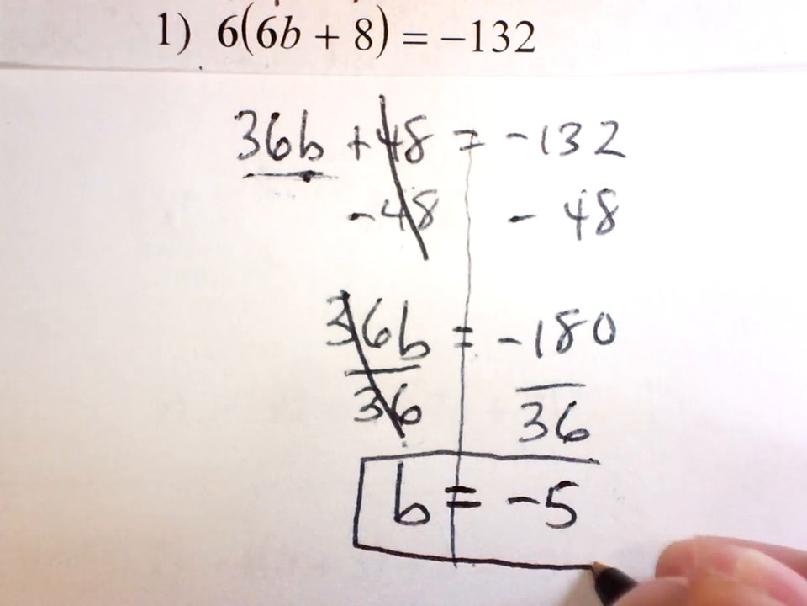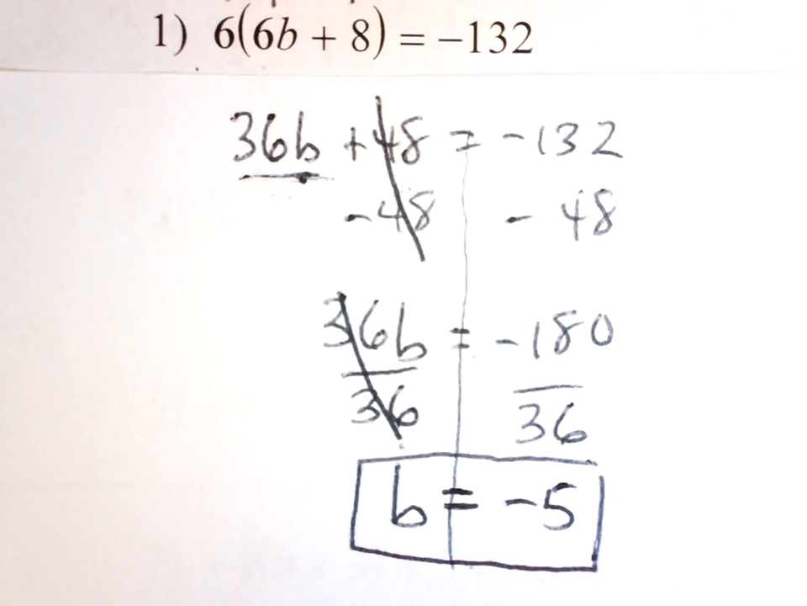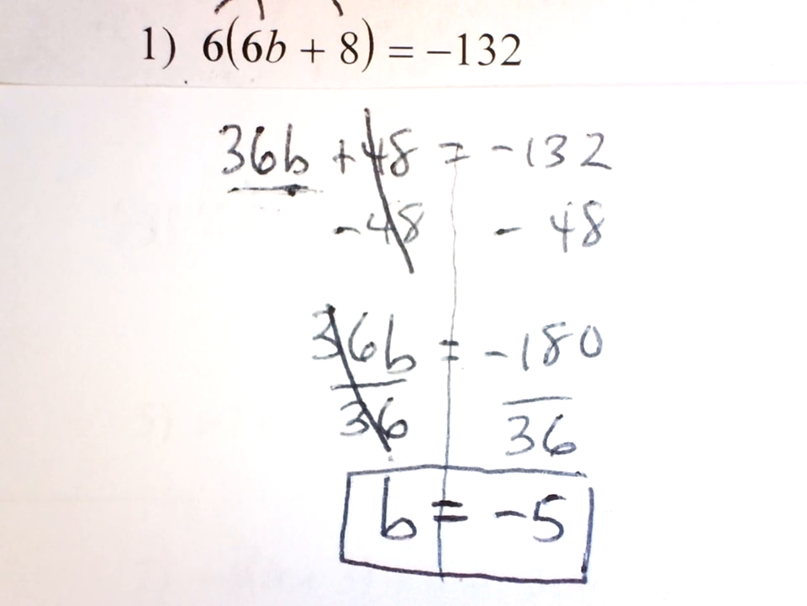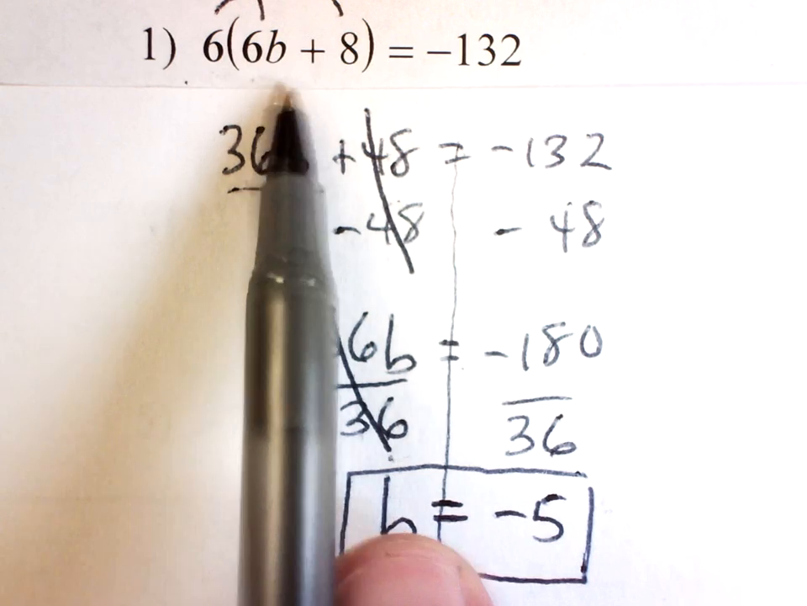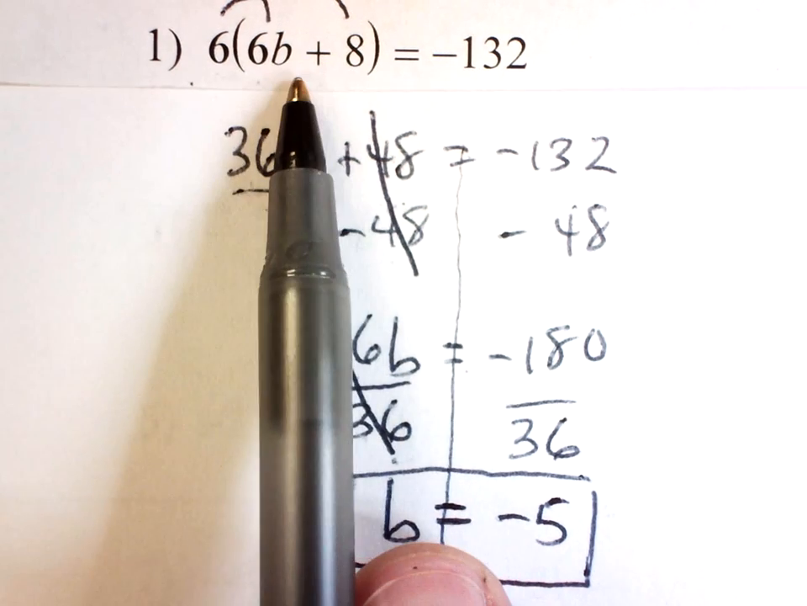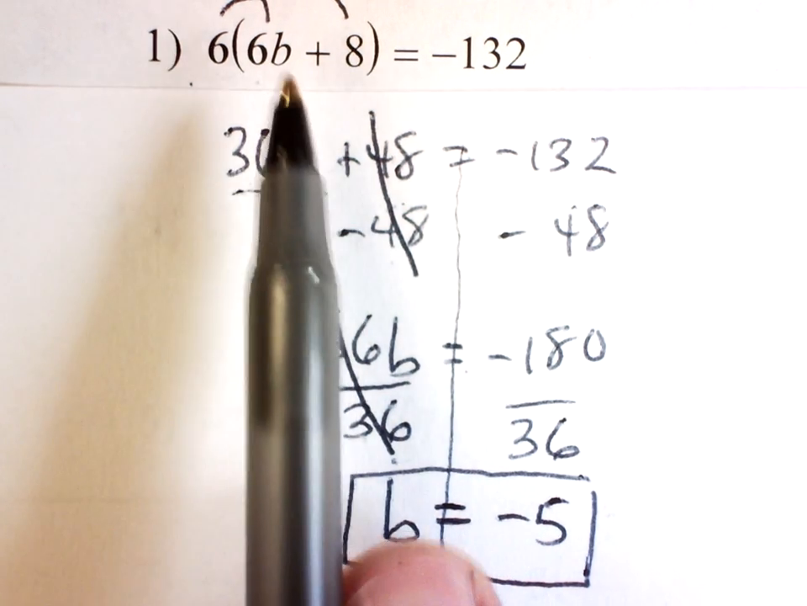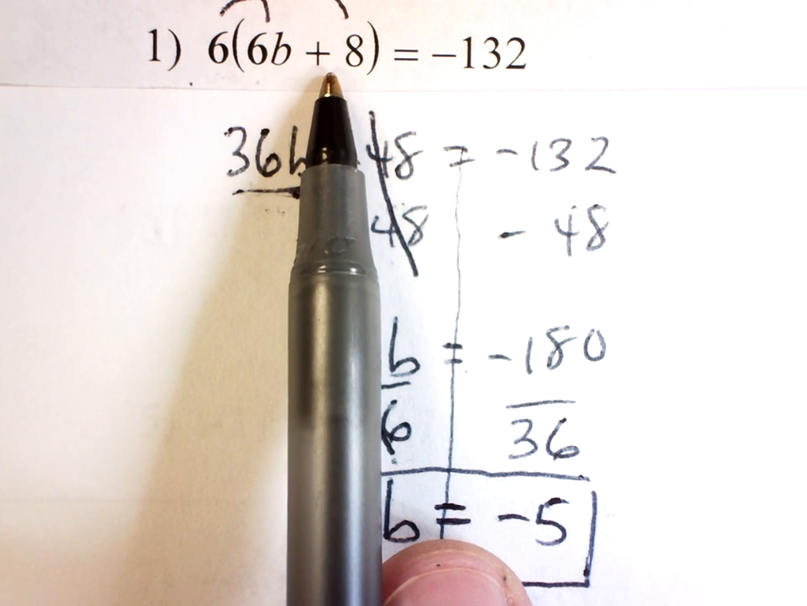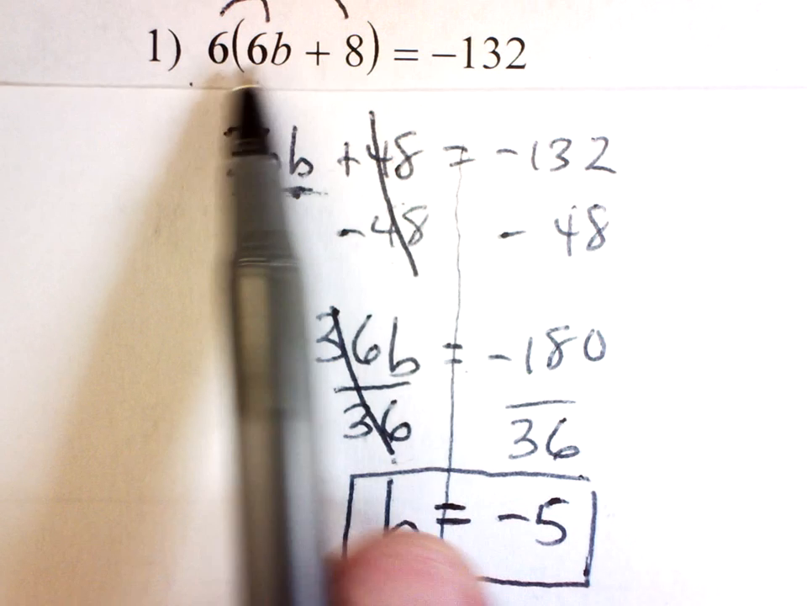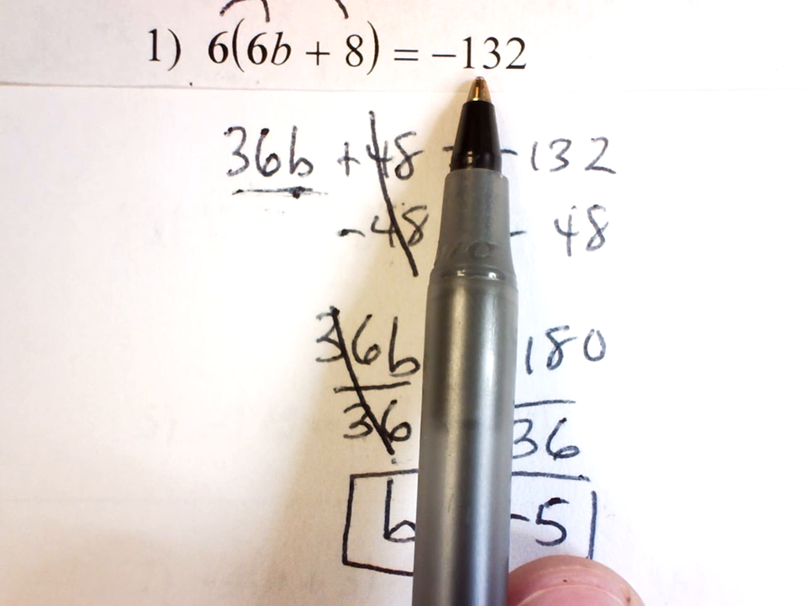Now, I can stop there, but I'm going to encourage you, if you're struggling at all, to plug this negative 5 back into my original equation. If I plug in negative 5 for b, negative 5 times 6, and then I add 8, and then I multiply by 6, does it give me negative 132? And if it does, then I know that I am right.